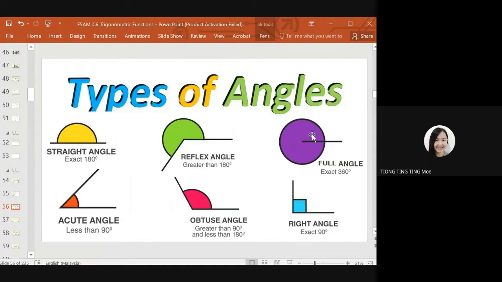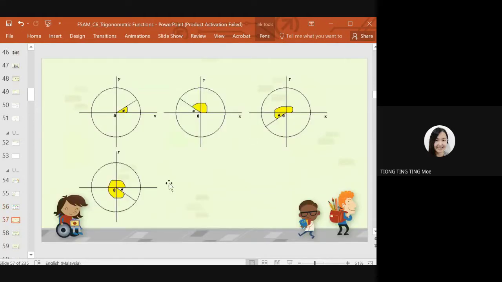And this is full angle, right angle. This is the name of the types of angles. Okay, so now I'd like you to practice. So from here, let's say the reference angle equals theta prime.